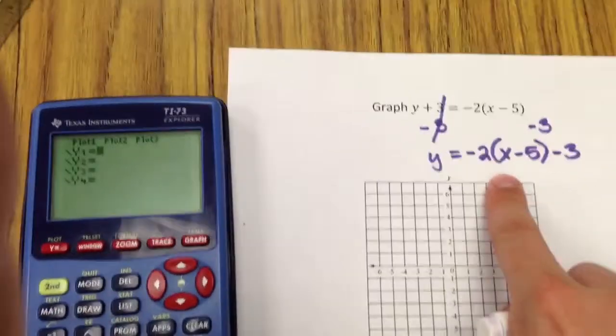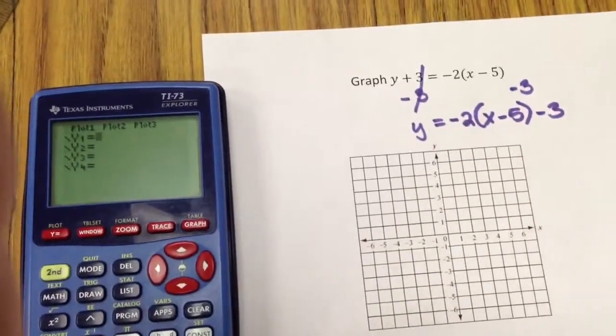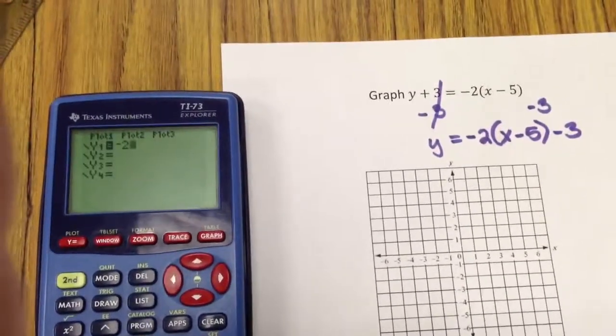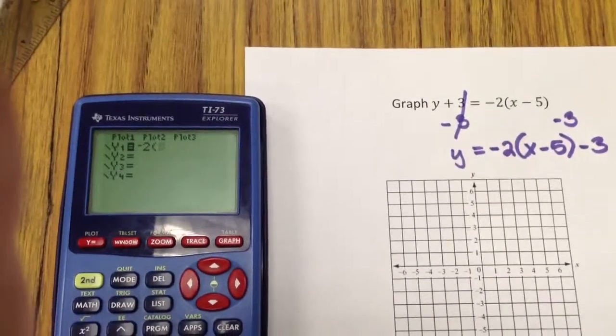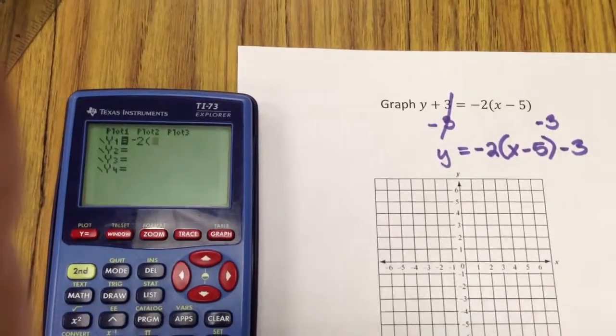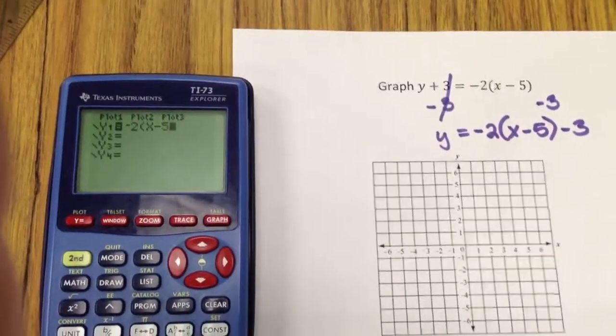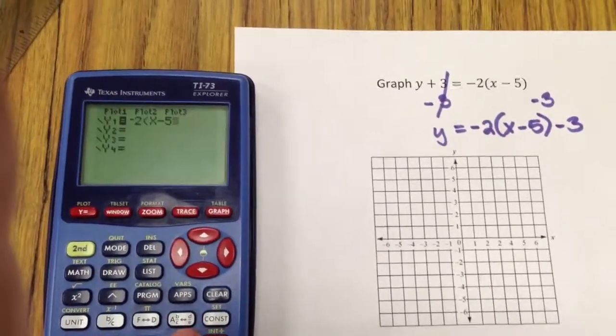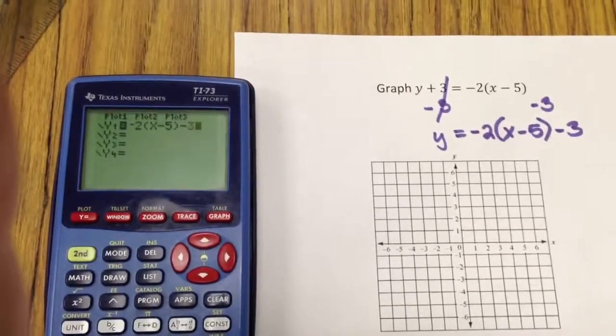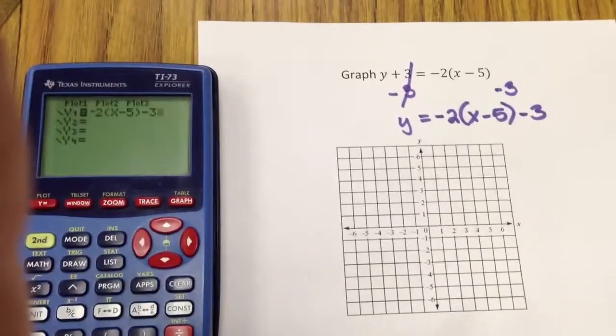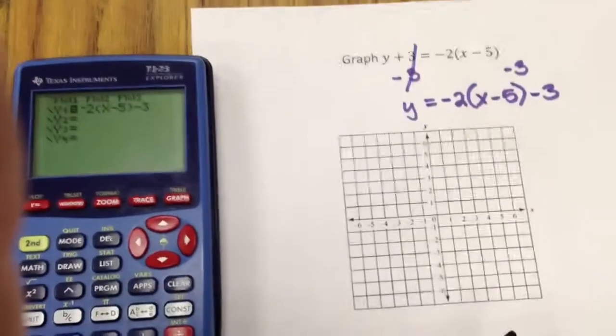So when I run to my calculator, I'm going to type in negative 2. Y'all do it with me. Open that parentheses. X minus 5. Close the parentheses. Minus 3. All right, y'all. Very good. You're doing great. Now let's get a general idea of what this graph looks like.